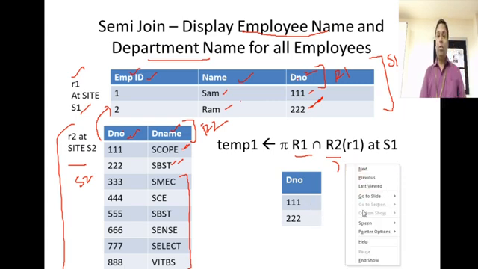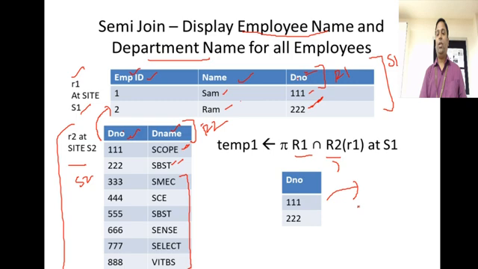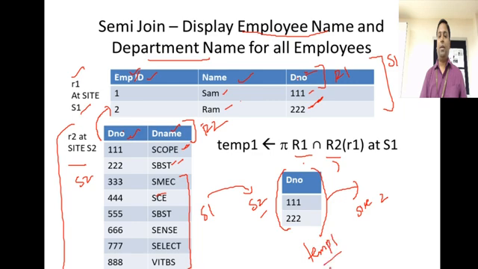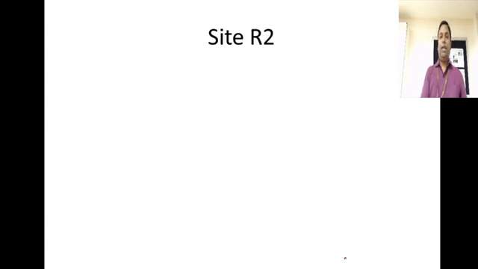So what I'm going to do now is go to step 2. That is, you have to shift this to site 2. So here we have only site S1 and site S2. Say this is in site S1, this is in site S2, right? So I have found this in site S1, I'm shipping it to site S2. What I'm shipping to site S2, you call temp 1. So at site S2, what is happening? What we have to compute is temp 1 and R2.